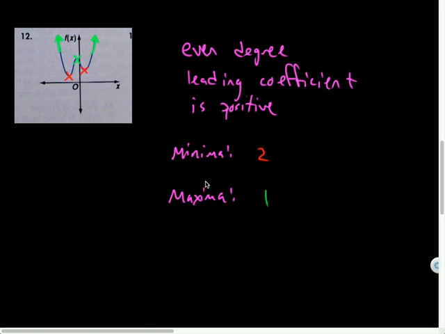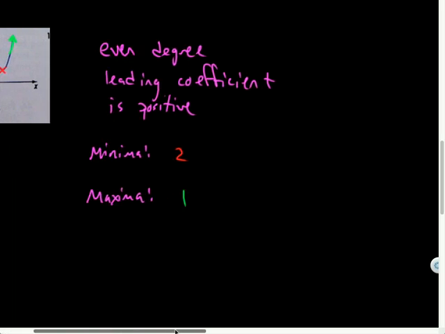Question, yes? If one of the end behaviors is pointing down, would it be an odd? You got it. Odd degree functions have end behavior that points in opposite directions. Good question. So let's take a look at question 15.